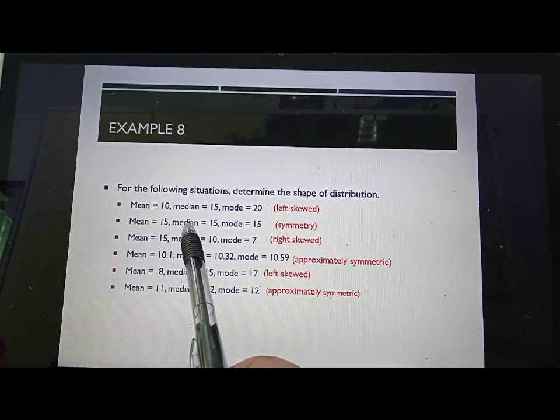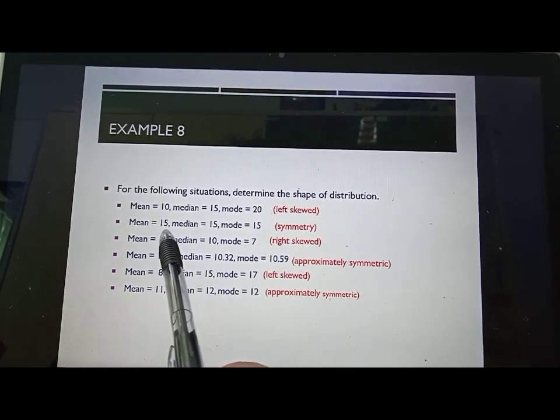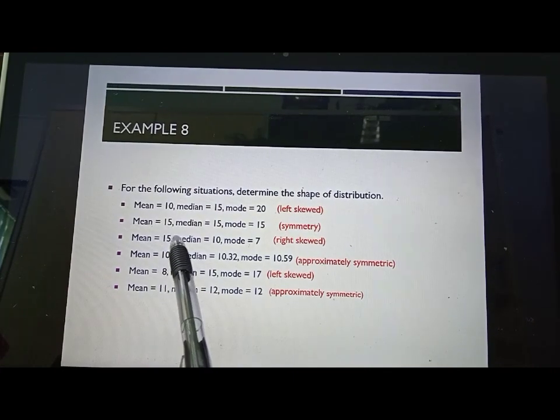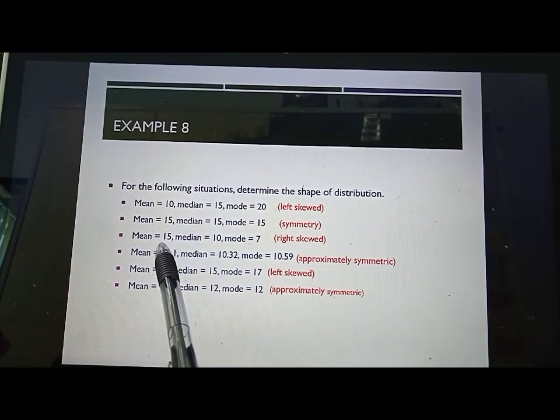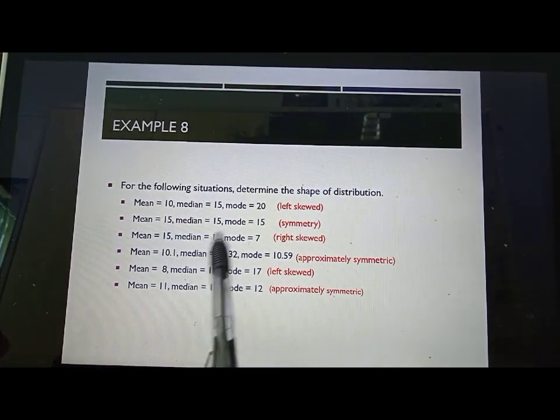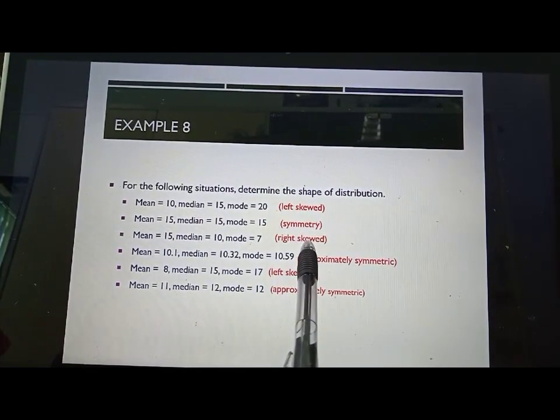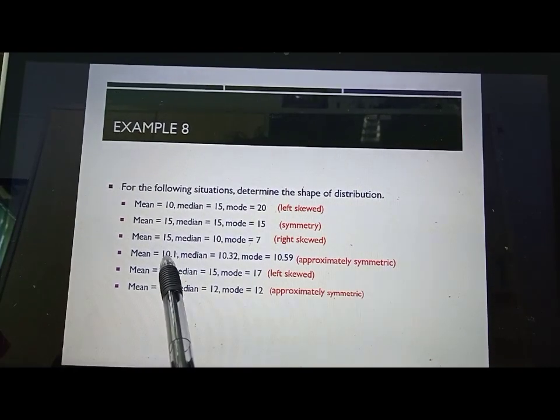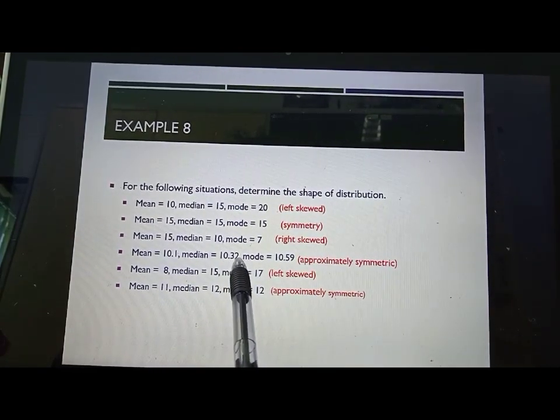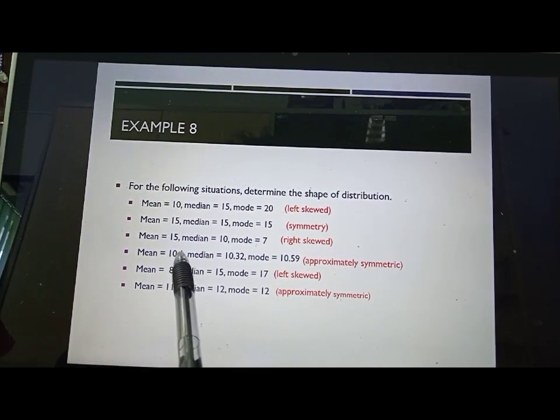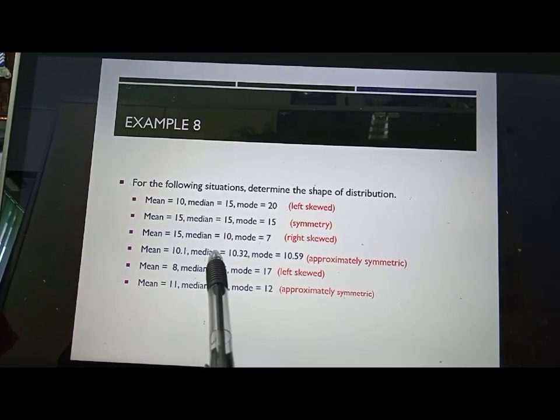Okay, mean 15, median 15, so both are equal, so the shape is symmetric. For mean 15 and median 10, meaning that mean is greater than median, so the shape of the distribution is right skewed. And then for mean 10.1 and median 10.32, it is approximately symmetric because the mean and median are close to each other.